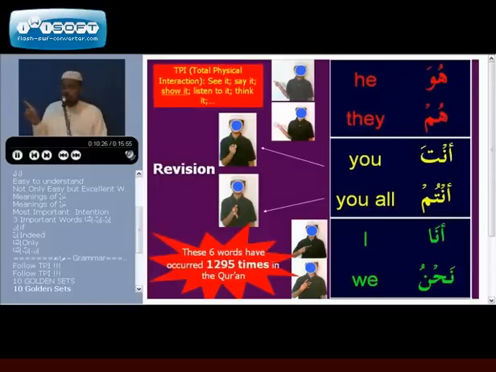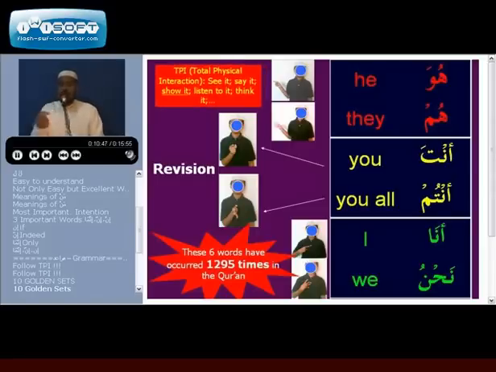Huwa, he. Hum, they. Show it with your 4 fingers, again in the same direction on your right side. Hum, they. Anta, you. You point towards me and I'll point towards you with one finger. Anta, you. And use your right hand, please, for all these actions. Right hand. Antum, you all.